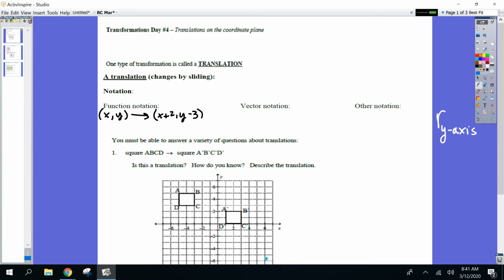Okay, I need more than over, though, because that could be this way or that way. Right 2 and down 3. Good. Okay, that's what that's telling me. A translation is happening. It's called function notation. Second type of notation is called vector notation.